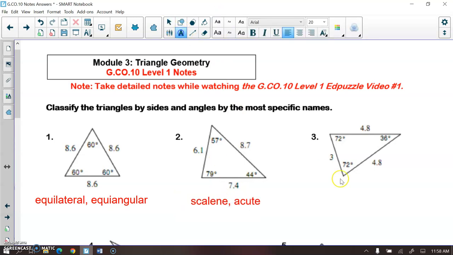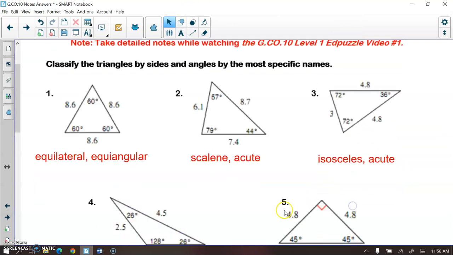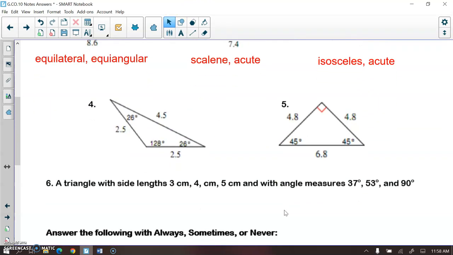Number 3, looking at the side lengths, I see 2 sides are the same. So this would be an isosceles triangle, classifying it by the side lengths. By the angle measure, since all angles are less than 90, then this is an acute triangle, classifying it by the angle measures. All right.